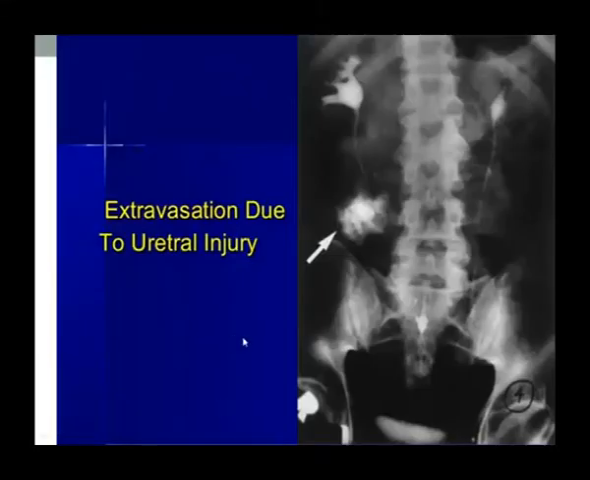Now you can see here the patient who has sustained trauma, with IVP being done. Over the left you can see a well outlined ureter, but over the right side you can appreciate a lot of extravasation. The distal ureter is not identified here. You can also appreciate another important finding in this IVP.